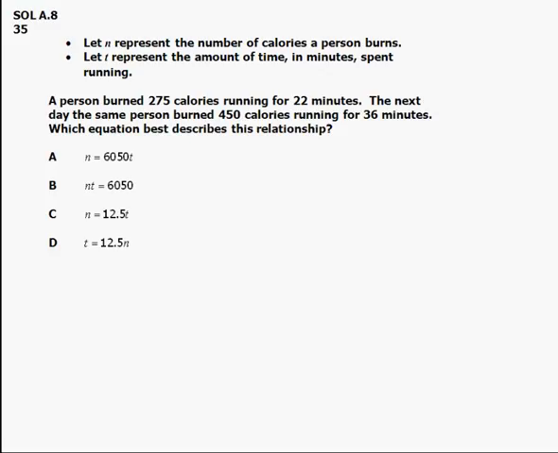Okay, question 35 talks about calories burned and time in minutes. So the first thing I'm going to do is realize this has a lot of words here, so I'm going to sift through the information. N goes with calories, and T goes with time in minutes. So it says a person burned 275 calories.